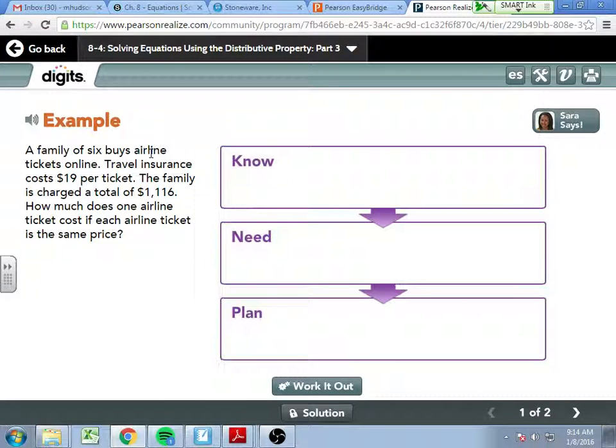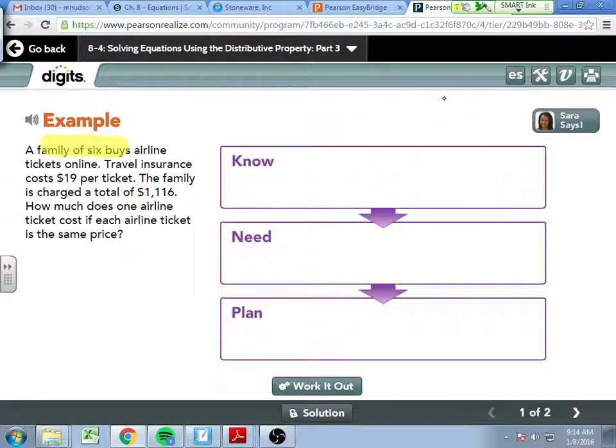All right, so we have a family of 6. Anyone have a family of 6? You've got 3 brothers and sisters, mom, dad, or something like that? I have 4 sisters and 3 brothers. We got 2 brothers. Well, okay, so you've got more than 6. Anyone have exactly 6 in your family? Sweet. So if you guys were going to travel, how many plane tickets would you need to buy? 6. So when this says a family of 6, that's telling you how many tickets they're going to buy.